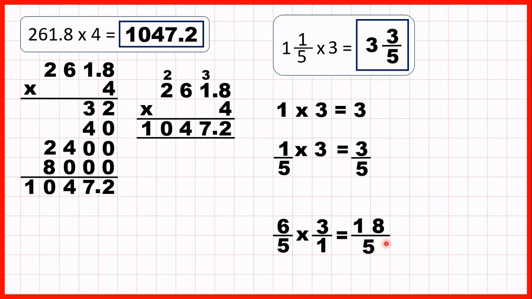And that works because to change an improper fraction back to a mixed number, we divide, and 18 divided by 5 is 3, remainder 3. So 3 as our whole number, the remainder 3 as our numerator, and the denominator stays the same.